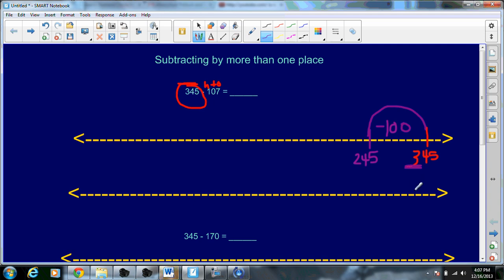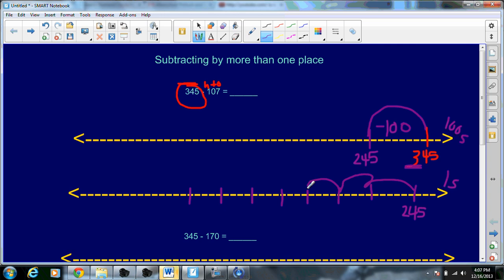You're going to start the second number line right where you left off, 245. That's where you left off on the hundreds number line. You can kind of think of it like this: this is for hundreds and this is for ones. So from 245, we are going to take away 7. So here's 1, 2, 3, 4, 5, 6, and 7.